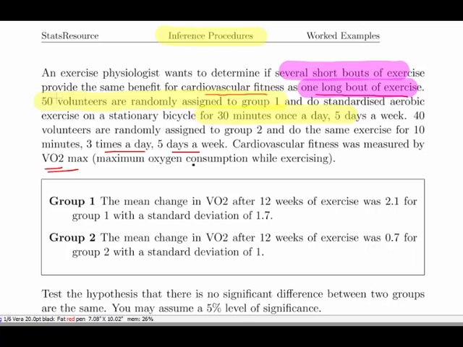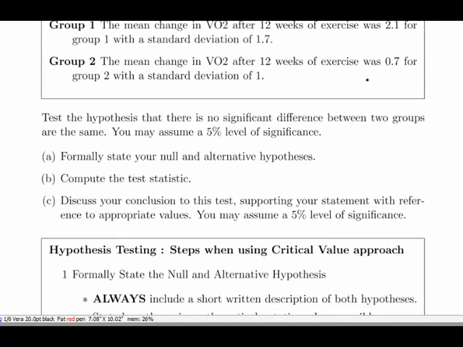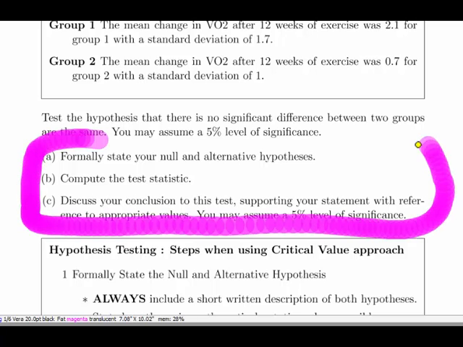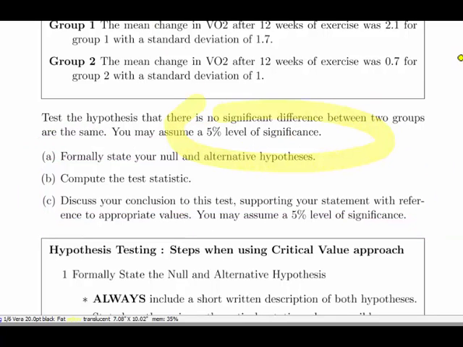The mean change in VO2 after 12 weeks of exercise was 2.1 for group 1 with a standard deviation of 1.7, and for group 2 after 12 weeks of exercise it was 0.7 with a standard deviation of 1. So test the hypothesis that there is no difference between the two groups. And so essentially this is the hypothesis test. Now this question breaks it up into small chunks, but essentially what we're doing here is a hypothesis test, and we're using a 5% significance level as well. Okay, just to make that clear.